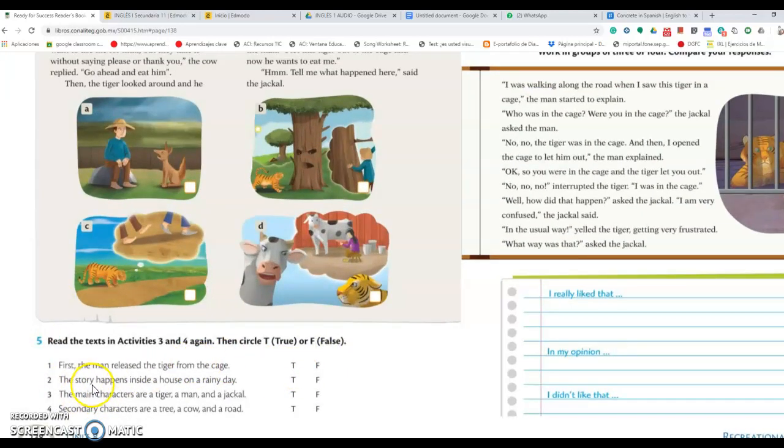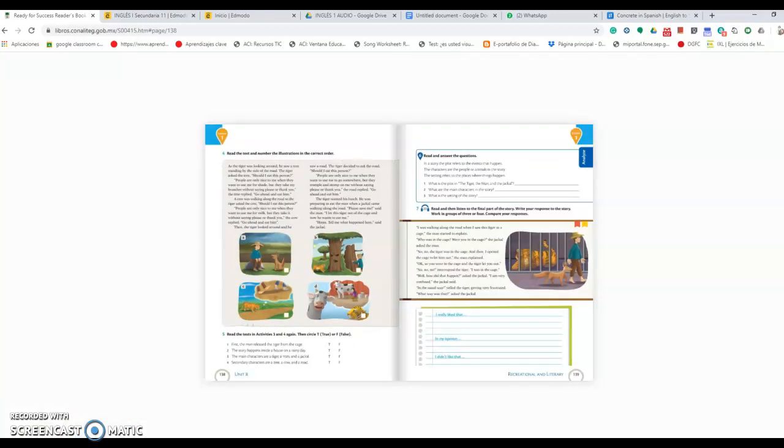Number 2, the story happens inside the house on a rainy day. True or false? What do you think? It's false. The house isn't even mentioned, right? It wasn't mentioned. So it's false.